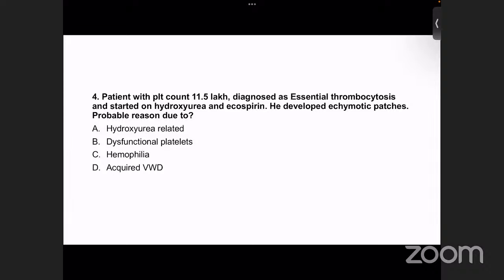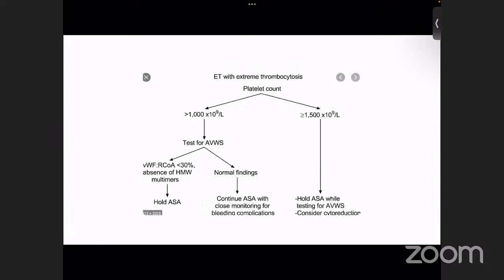So this is also a very straightforward question. So the patients who are on ET with excessive, so more than 10 lakh platelet count, are bound to develop something called acquired von Willebrand disease. So the answer is D. So basically, in ET with extreme thrombocytosis, let's say if it is more than 15 lakhs, preferably this ecospirin you have to hold, and ideally we should test for ristocetin cofactor assay. Okay, so basically they tend to assess acquired von Willebrand syndrome, right? So if it is less than those levels, we can guide decisions regarding starting antiplatelets. Okay, that is aspirin at low dose.